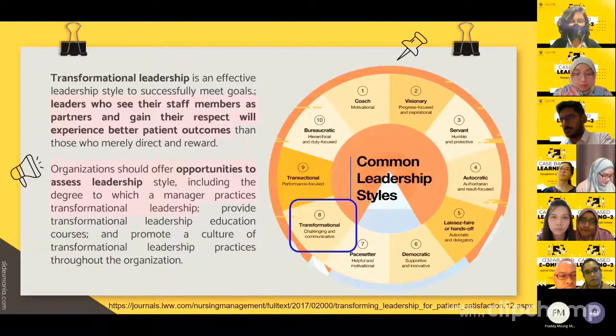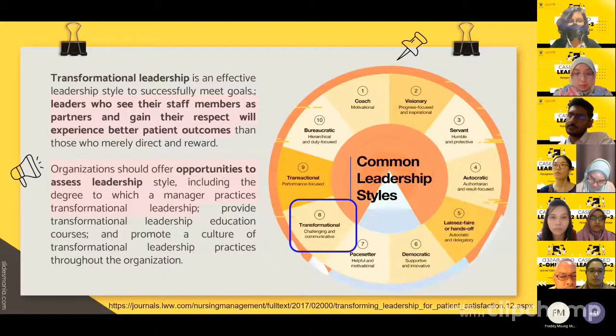And just to add, it's also very important that the organization assesses me as a leader and also the future leaders of this organization, assessing the degree to which I practice transformational leadership. And it would also help if the same leadership education is provided to everyone to promote the culture throughout the organization. And this will improve practice, patient care, and also patient satisfaction.